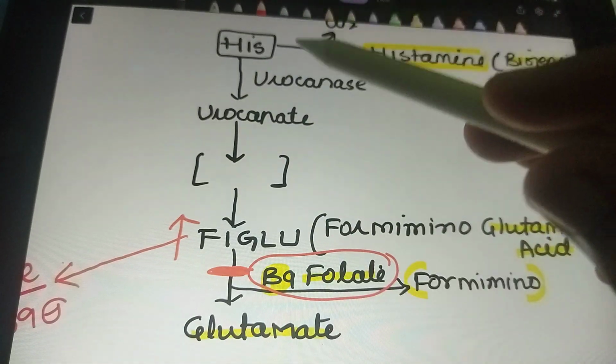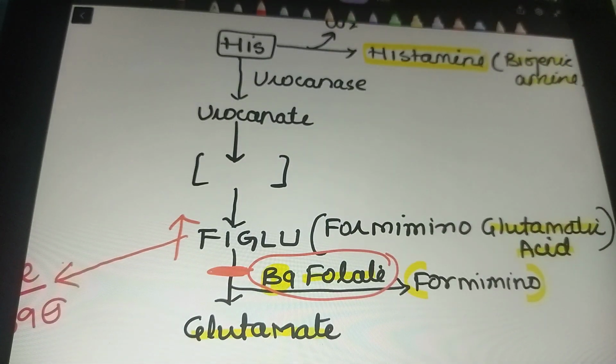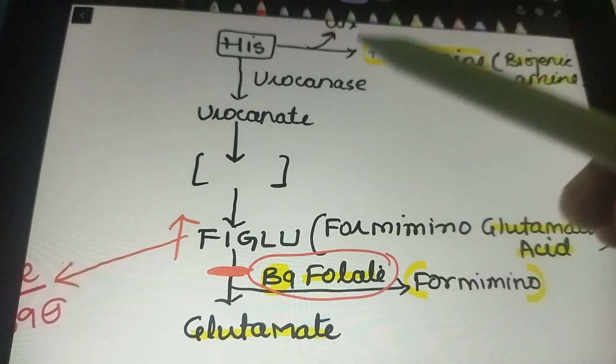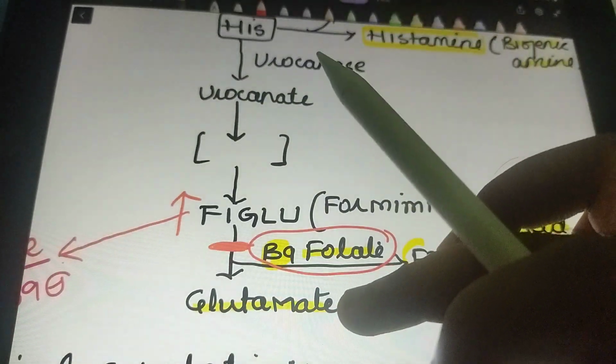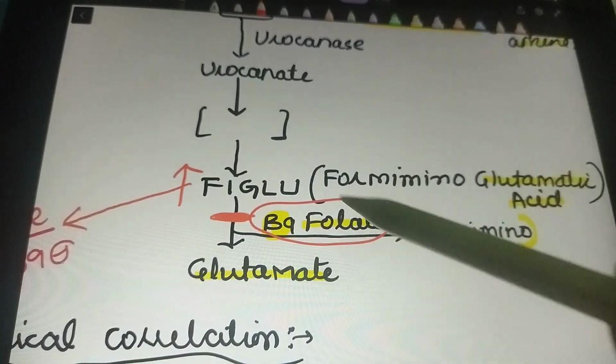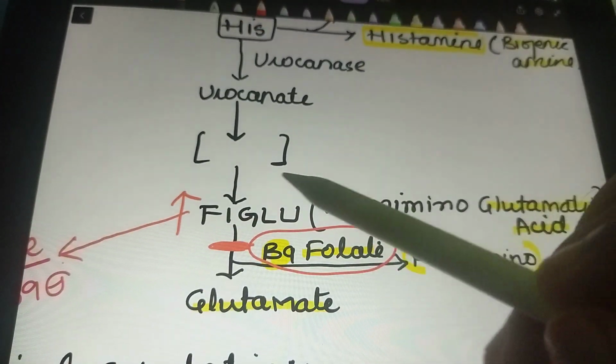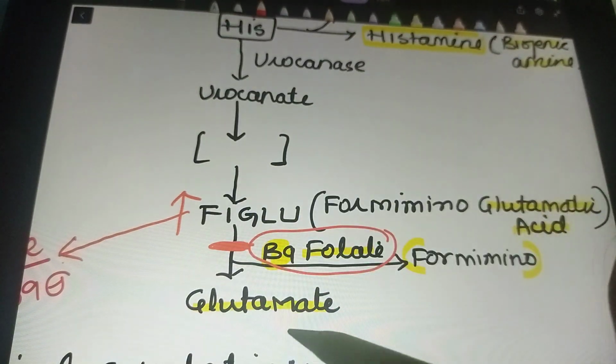Histidine is semi-essential. It's partially formed and partially we can use it as an intake. Why is it semi-essential? Because half of it can be used for the synthesis of glutamate also. So it is semi-essential in one way or another. So glutamate becomes a non-essential amino acid. In this process of conversion of histidine to glutamate, there is an intermediate called FIGLU. FIGLU is converted to glutamate.